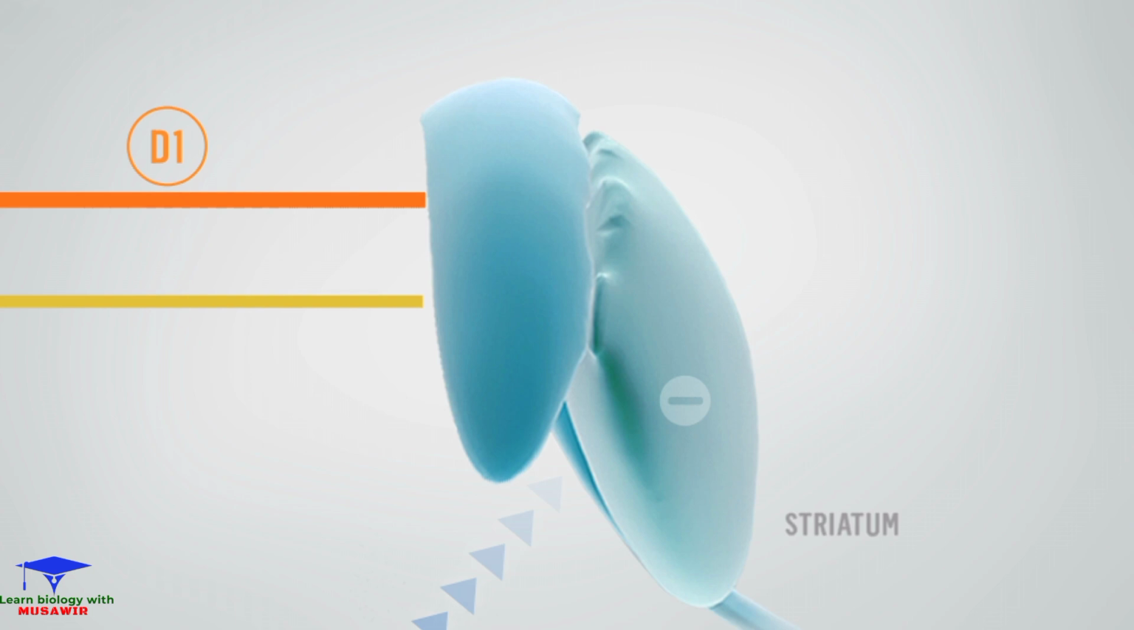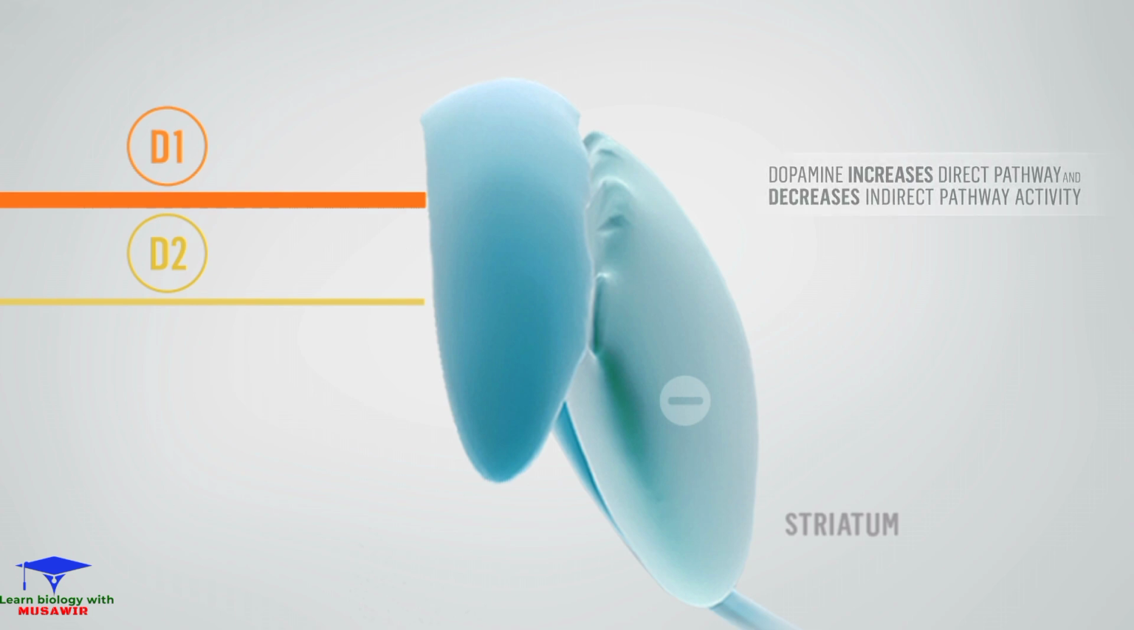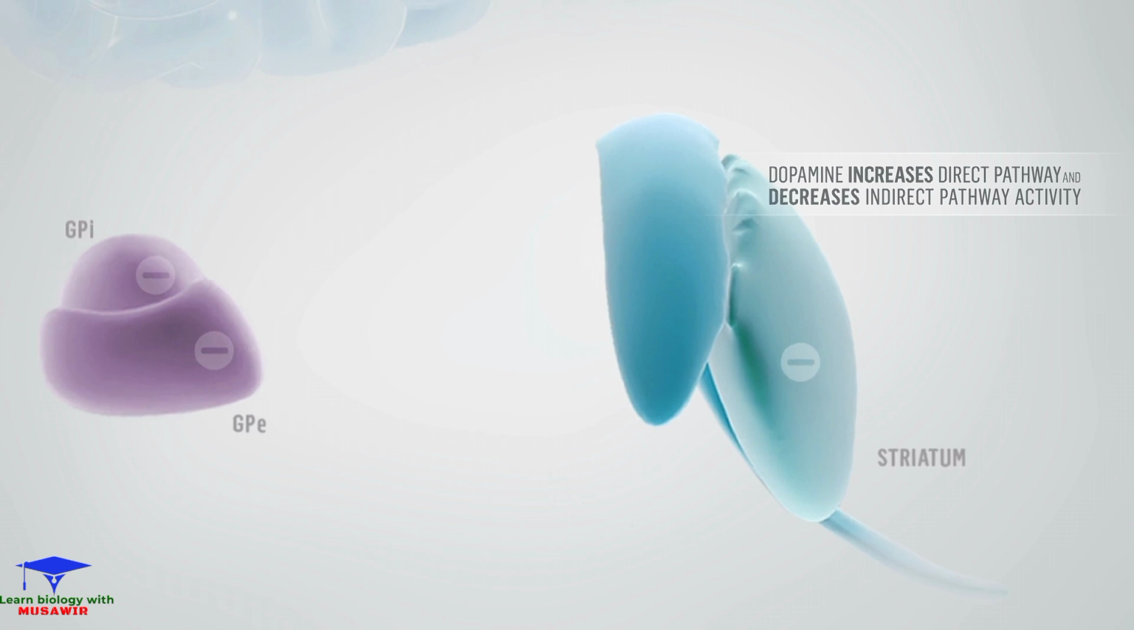Indirect pathway neurons express D2 receptors that decrease their intrinsic excitability in response to dopamine. By virtue of its dichotomous effect on D1 and D2 receptors, dopamine excites the direct pathway and inhibits the indirect pathway, thereby playing a regulatory role in motor behavior.